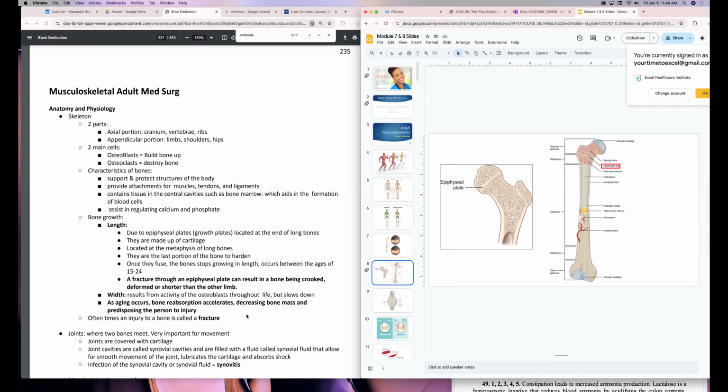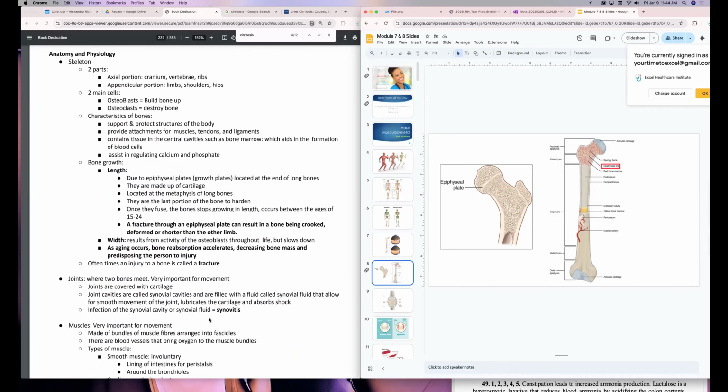Width of the bone is due to osteoblasts. As aging occurs, bone reabsorption accelerates, decreasing bone mass and predisposing the person to injury. So, as we get older, our bone mass decreases, and that's where we're more at risk for fractures when we fall the older we get. An injury to a bone is called a fracture.